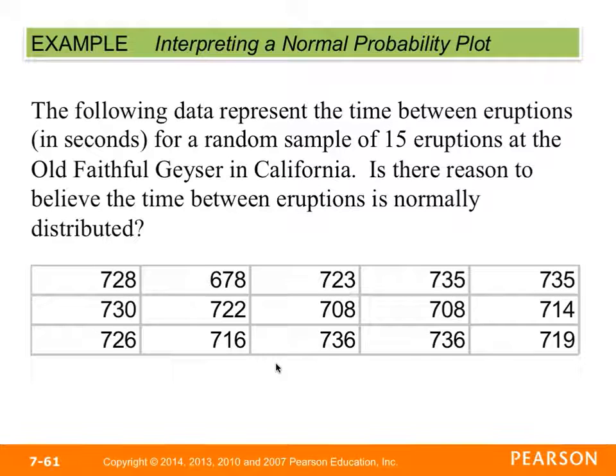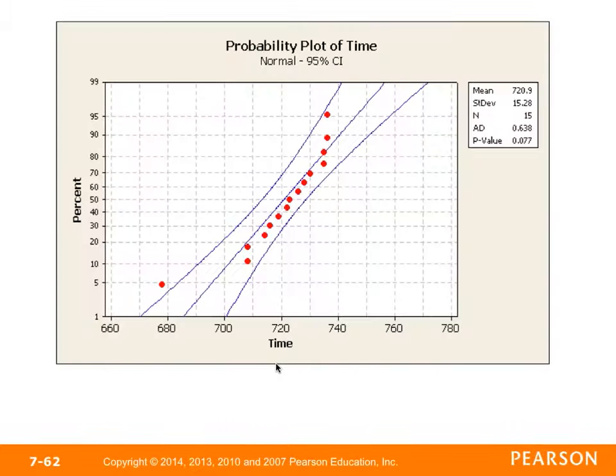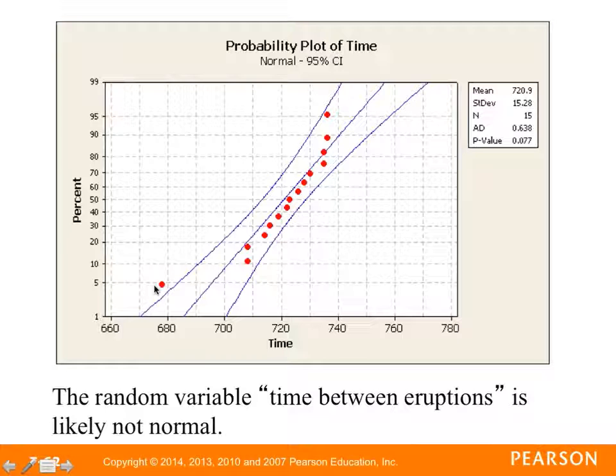Okay, so if you look at this example here, this is an example that pops up a lot in this class. The following data represents the time between eruptions in seconds for a random sample of 15 eruptions at the Old Faithful geyser in California. And then we want to know if there's any reason to believe that the time between eruptions is normally distributed. So they did all of the fancy work for us, and we created this normal probability plot. The blue bands are what you want to look at. But if you look here, we have this observation that is outside of the blue band. That immediately should tell us that we do not have something that's normally distributed. So the random variable time between eruptions is likely not normal.